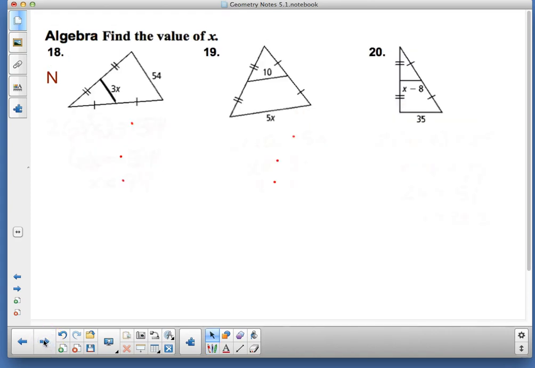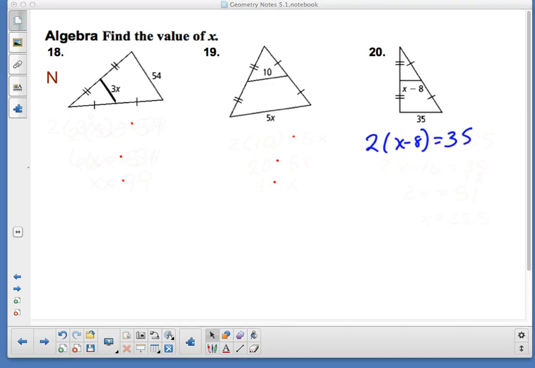Now, let's look at 20. Based on my pattern, take the mid segment times 2. Mid segment times 2 is equal to 35. After I get that set up, I'm in algebra land. I didn't have to pay $55 to come play in algebra land. It's free. Once you set it up, it's all good.